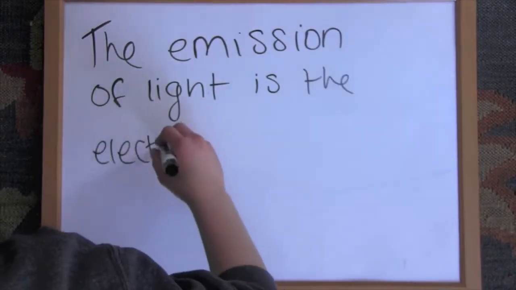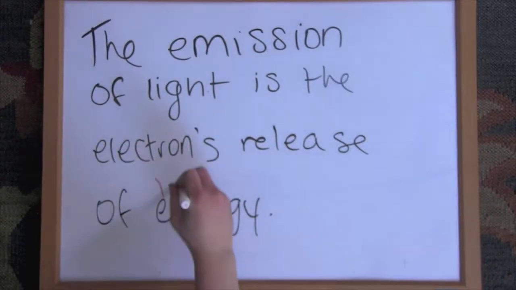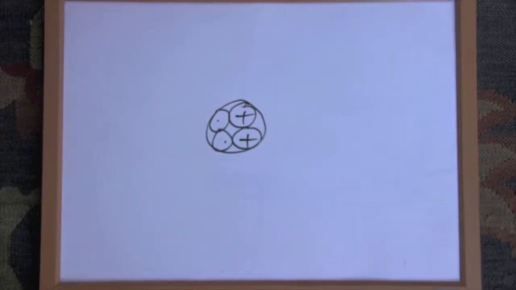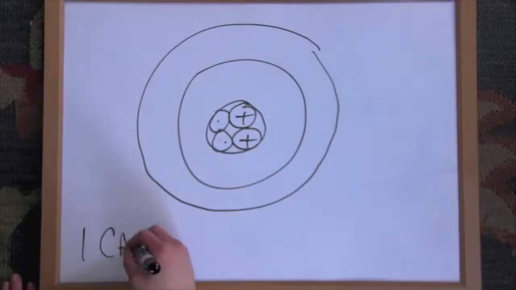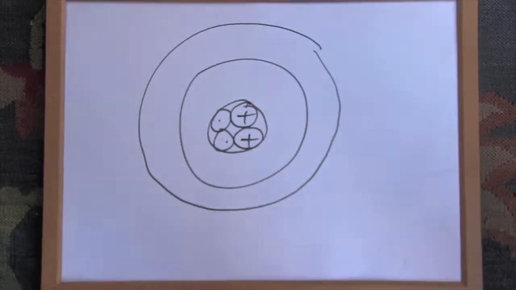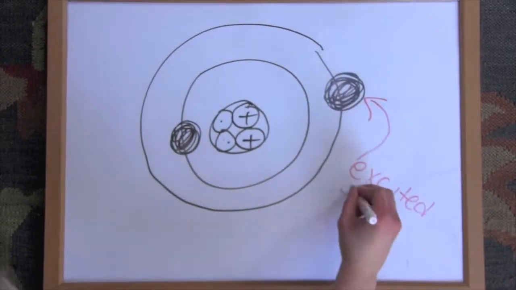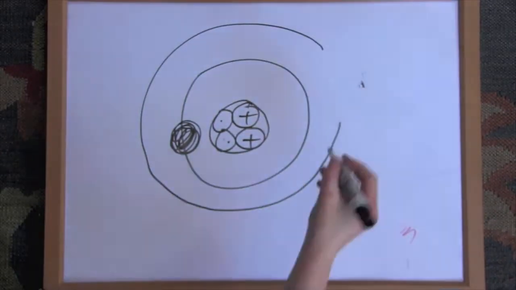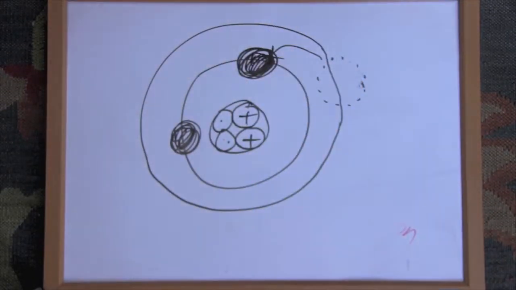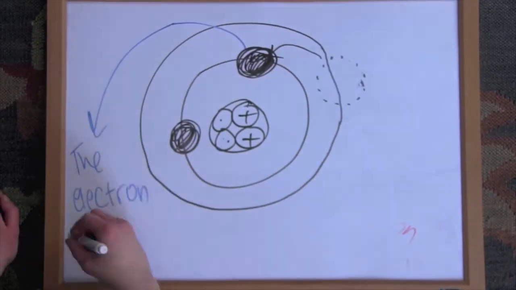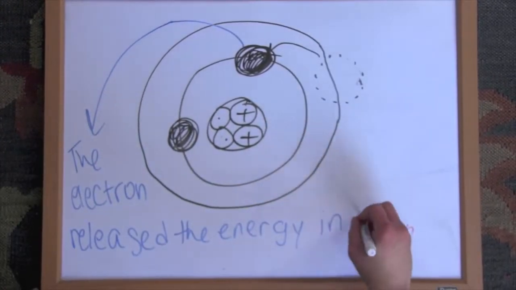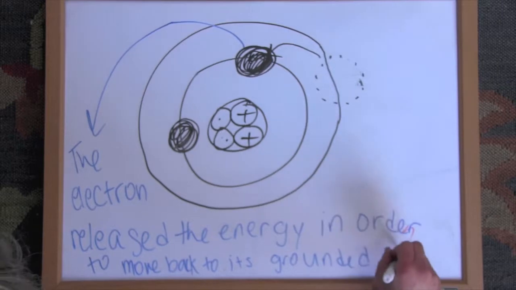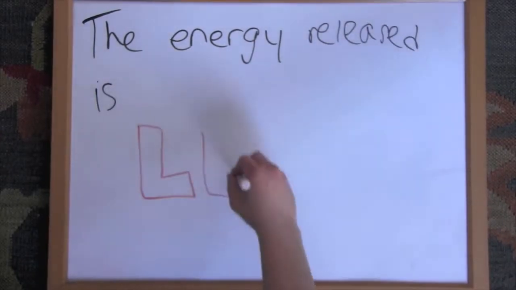The emission of light is the electron's release of energy. Here's once again the drawing of the electron shell, and I can't draw circles. So this is currently the excited electron. And now to move back to its ground state, it moves back down to its original energy level. So the energy released is light.